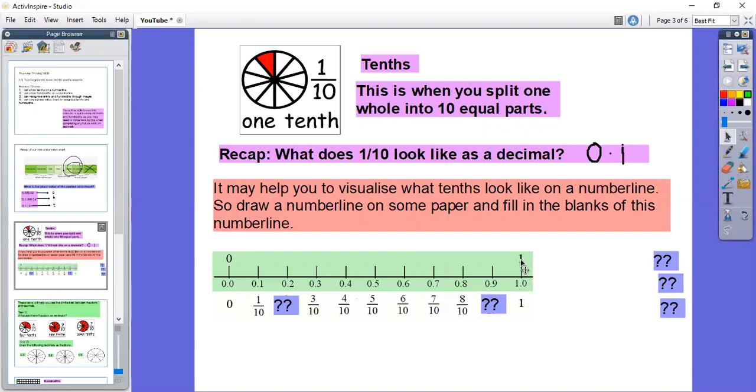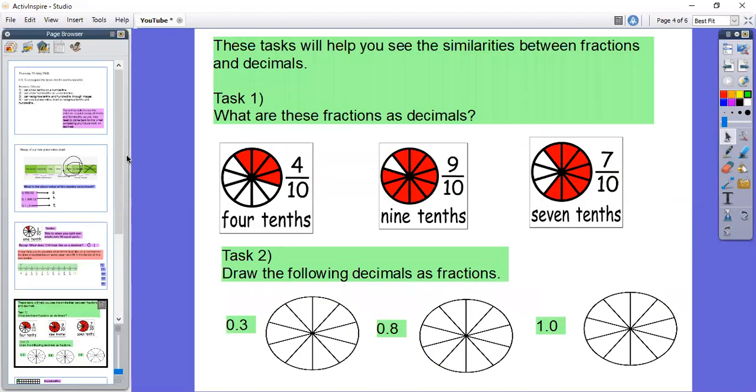So a whole would be just a 1, and if you need to put a decimal point, you can just put a 0.0 after that. And then to my fractions, I've got 1/10, 2/10, 3/10, 4/10, 5/10, 6/10, 7/10, 8/10, and 9/10. Okay.